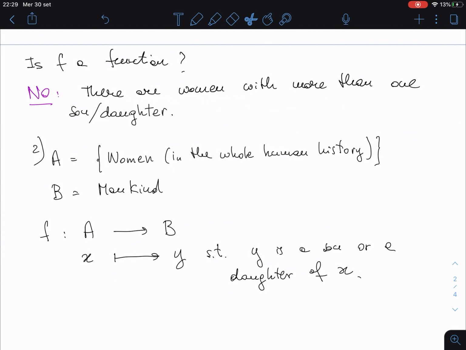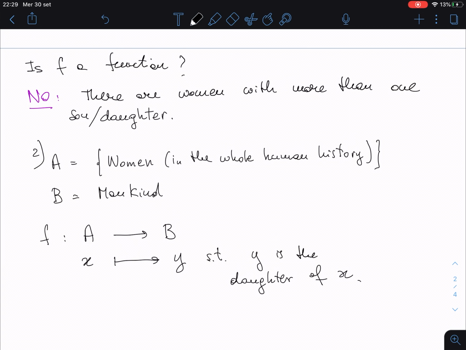Again, the set A is made of women along the human history. B is mankind. F from A to B associates to every woman X, Y, such that Y is, and here let me correct a bit, is the first son or daughter of X.